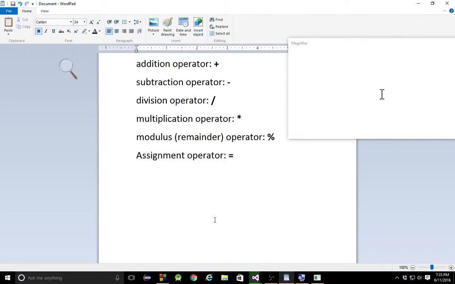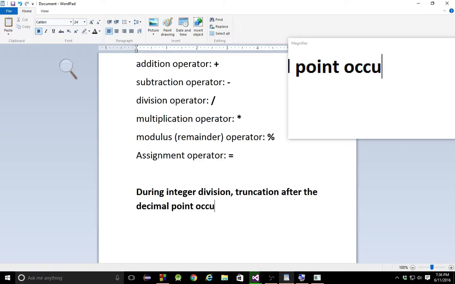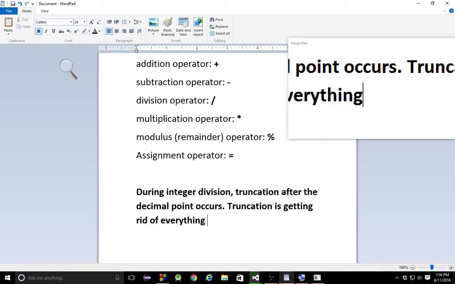So remember, during integer division, truncation after the decimal point occurs. Truncation is essentially getting rid of everything after the decimal point.